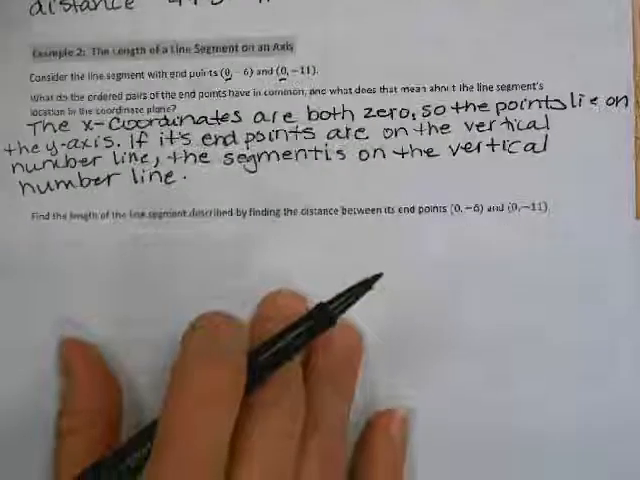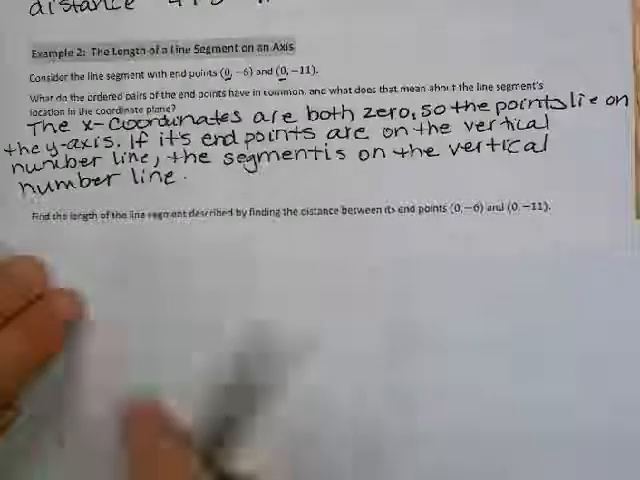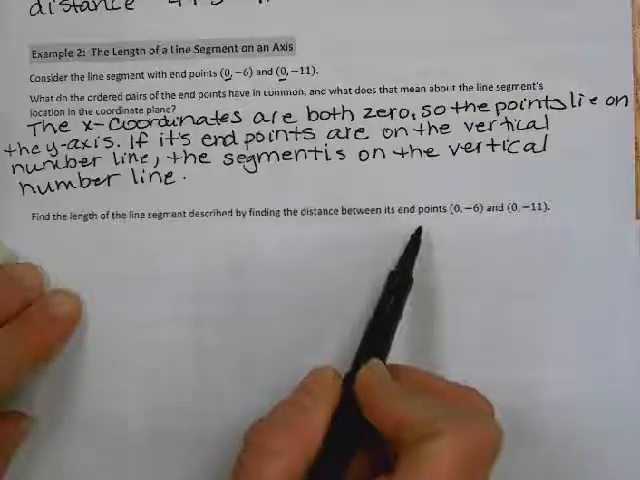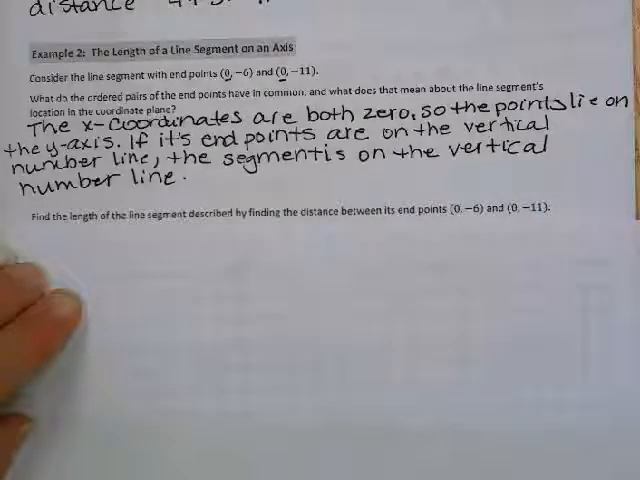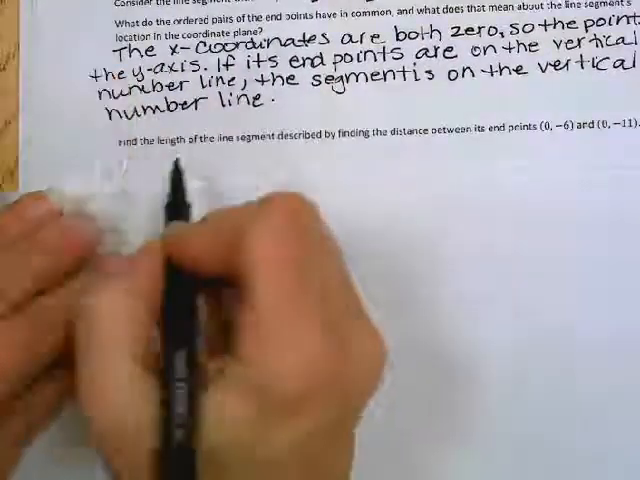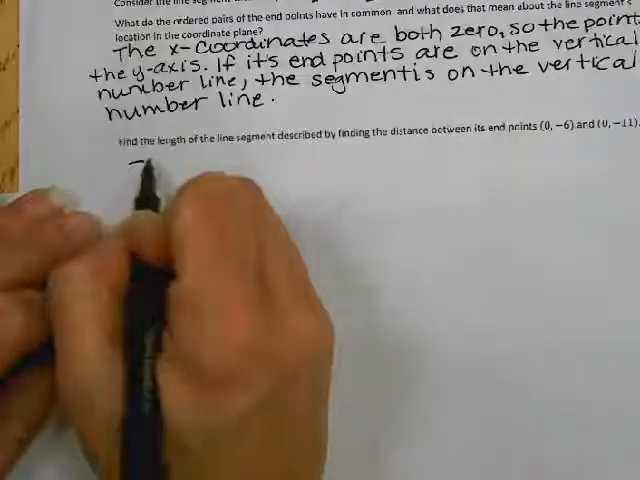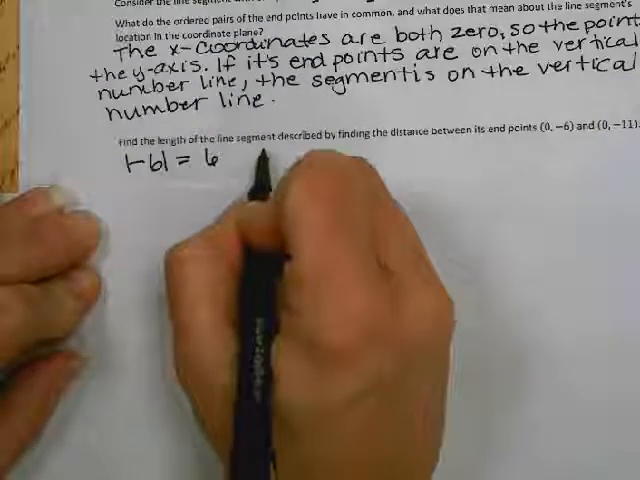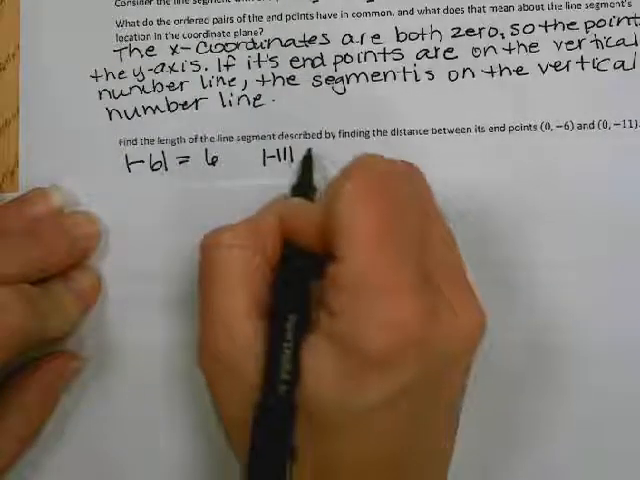So the next question says, find the length of the line segment described by finding the distance between its points, (0, -6) and (0, -11). So what I know is that I'm first going to have to find the absolute value of the points. So the absolute value of -6 is 6, and the absolute value of -11 is 11.